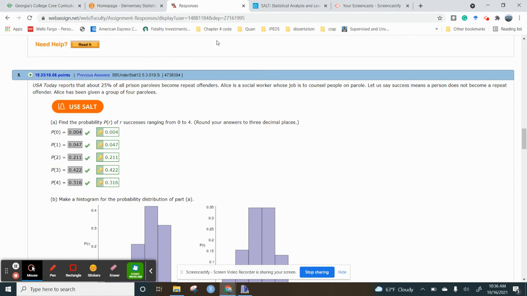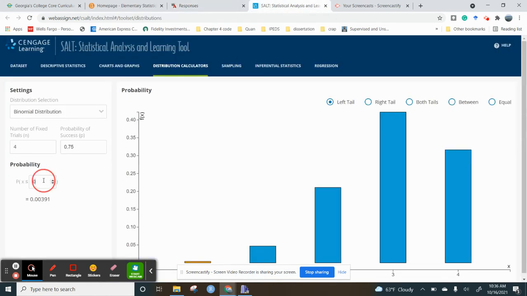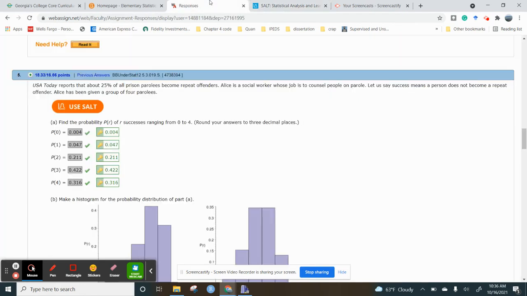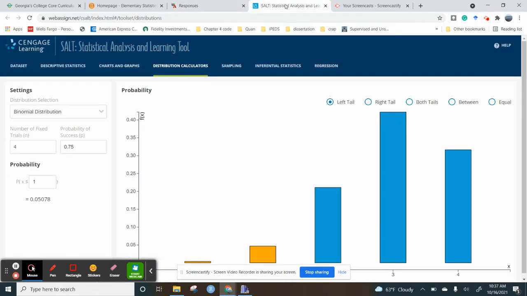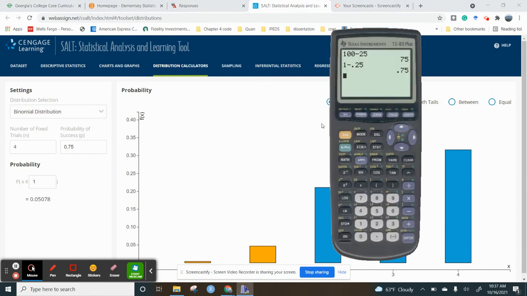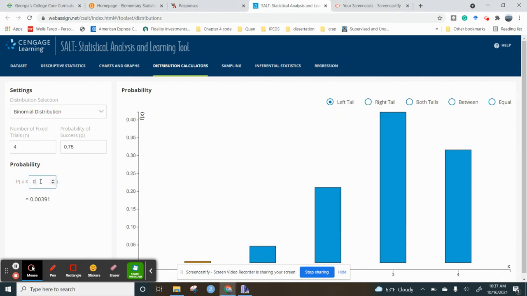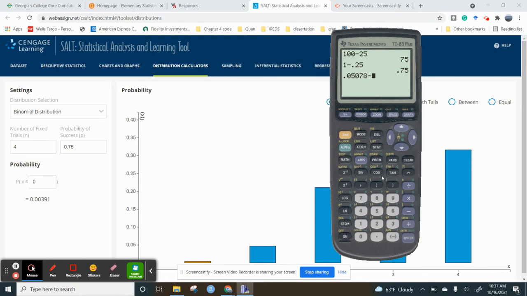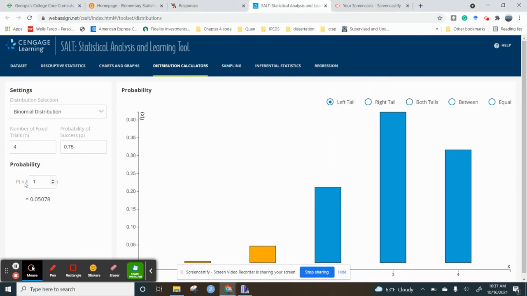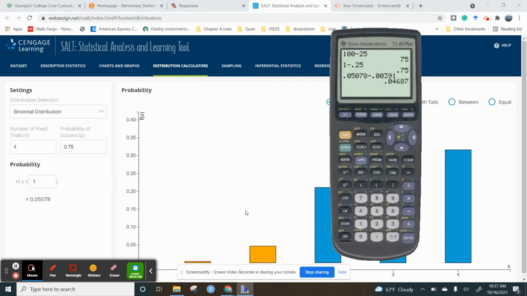All right, so let's do 1, okay? There's a problem with 1 though, because look, it wants equal to 1, and SALT doesn't do equal to 1. So what I can do then is, remember, I'm going to do 0.05078. Remember, I'm going to go back, and what was my 0? My 0 was this, so I'm going to subtract it, 0.00391. Okay, hit enter, and that's what it is for 1. Because remember, it's not this number because it's less than or equal to 1. I just want the equal to 1, and I do that by getting rid of the 0.